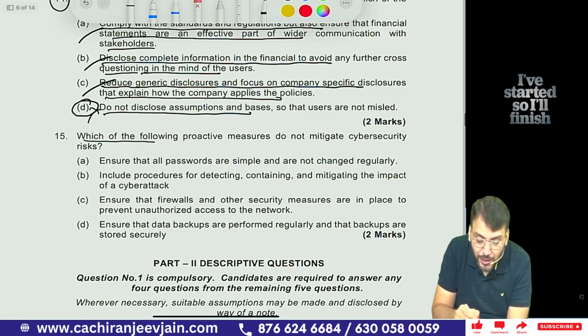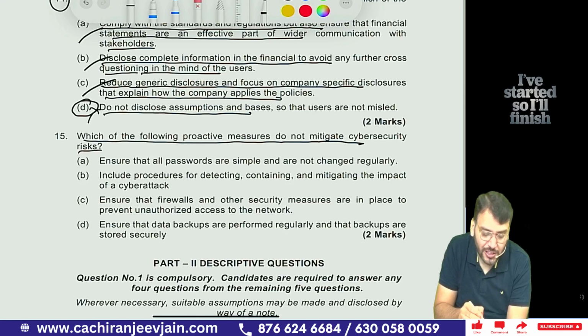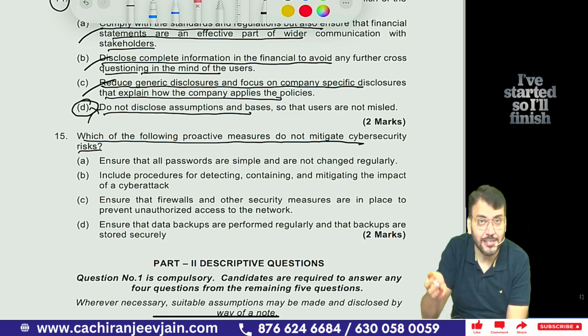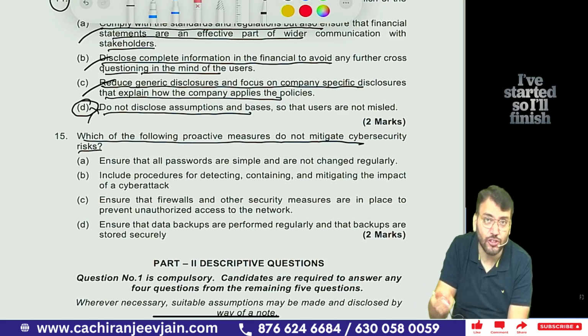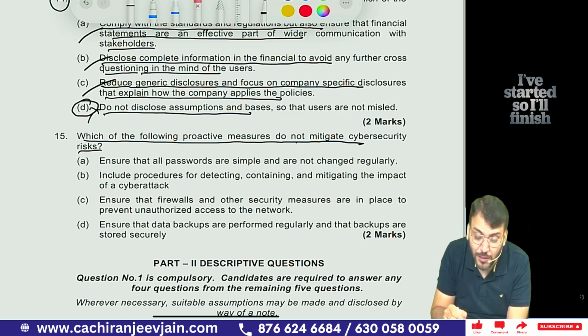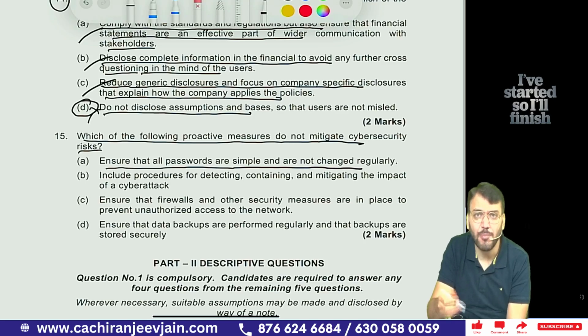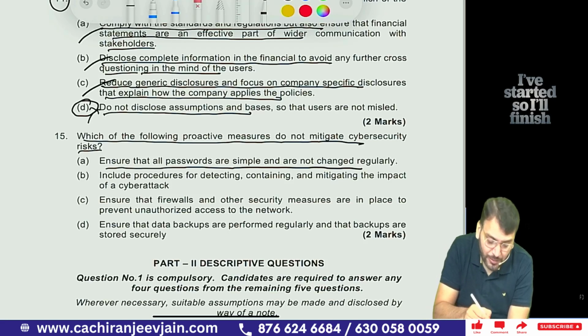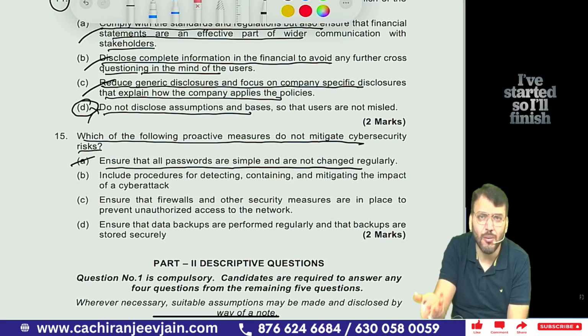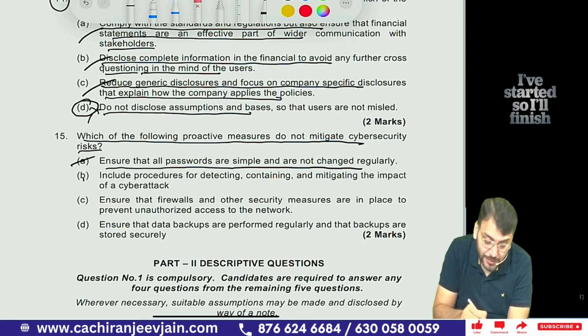Then which of the following proactive measures do not mitigate cyber security risk? This is a question of accounting technology. Even though you have not read that particular chapter, this type of MCQ you can do if you apply your common sense. Which of the following proactive measures do not mitigate cyber security risk? Ensure that all the passwords are simple and are not changed regularly. Of course the password should not be simple, so I will say option number A is correct. This is the common sense part. Correct. Now you read B, C, D.